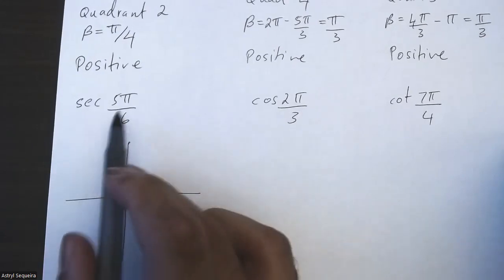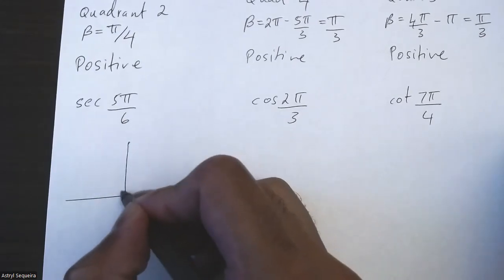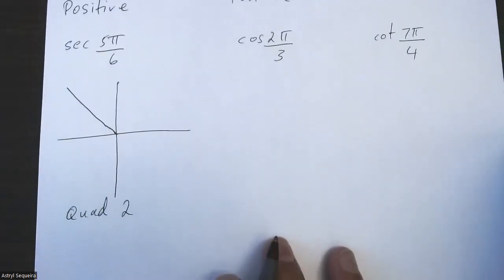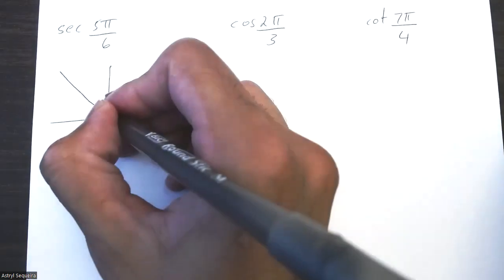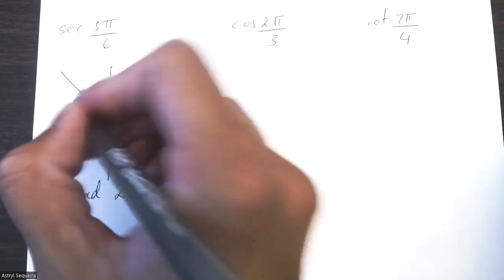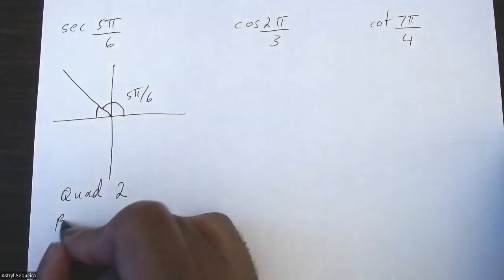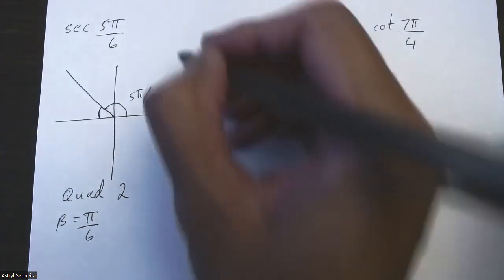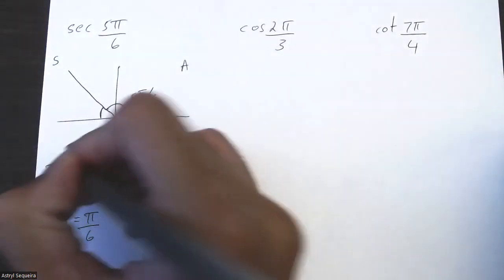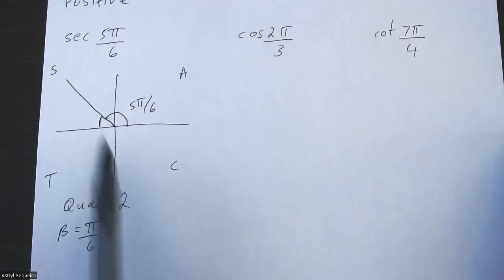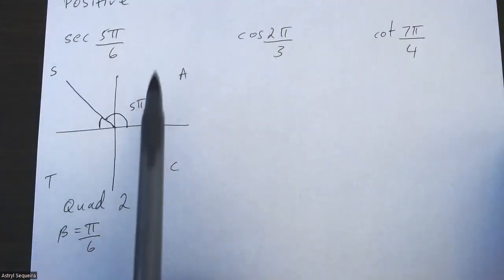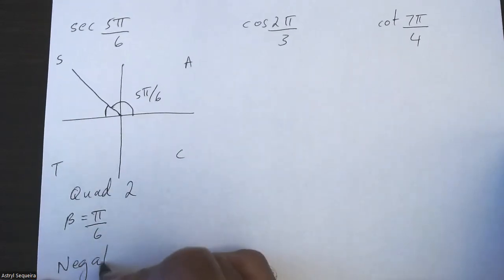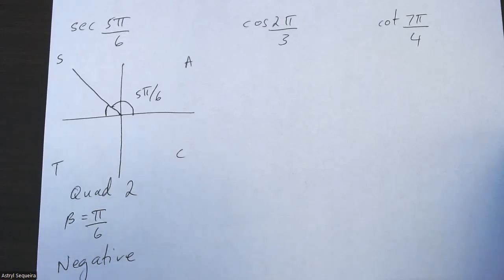So I know that 5 pi over 6 is slightly less than 1. I'm going to be in quadrant 2. There's my principal angle right there, 5 pi over 6, which makes my acute angle pi over 6. I just did pi minus 5 pi over 6. And then according to CAST rule, only sine is positive in this quadrant. Sec, the reciprocal of sec is cos. Cos is negative in this quadrant, so sec is also going to be negative in that quadrant.